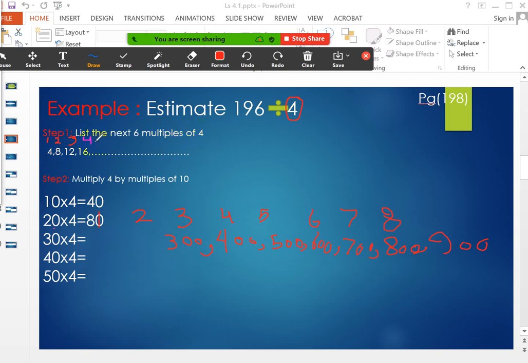4 multiply 3 equals 12. 4 multiply 4 equals 16 now. 4 multiply 5 equals what? Who will tell me? Equals 20. Excellent, Zen. After that, here we have to multiply with 6. 4 multiply 6 equals what? Excellent, Rimas. 4 multiply 6 equals 24.